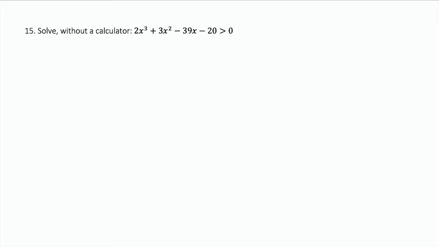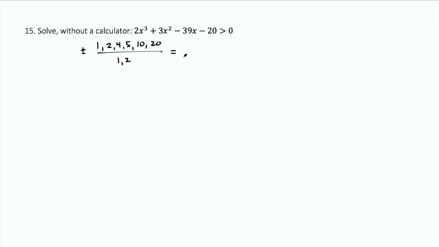To solve this inequality, we need a factored form. And this doesn't look super easy to factor, so we're going to have to use our rational zeros theorem, where we're going to look at the factors of 20 and divide by the factors of 2. So the factors of 20 are plus or minus 1, 2, 4, 5, 10, and 20. And we're dividing those by the factors of 2, which are plus or minus 1 and 2.